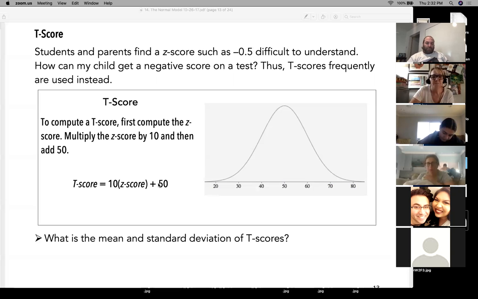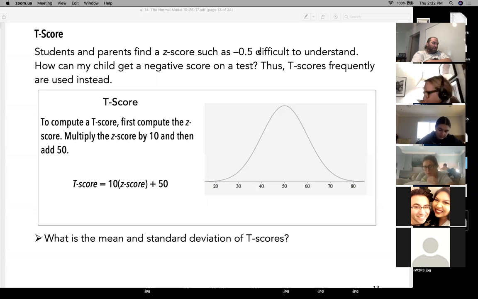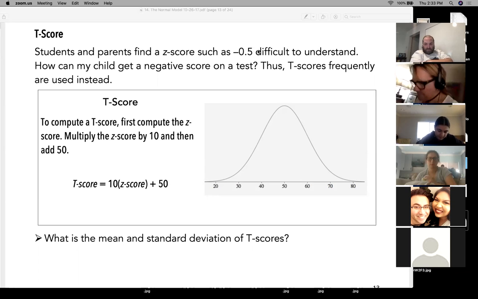Will it be 55 for this example here? Well, what's 10 times negative 0.5? Negative 5. Plus 50? It'll be 45. Sorry, I did not realize it was a negative. I forgive you.